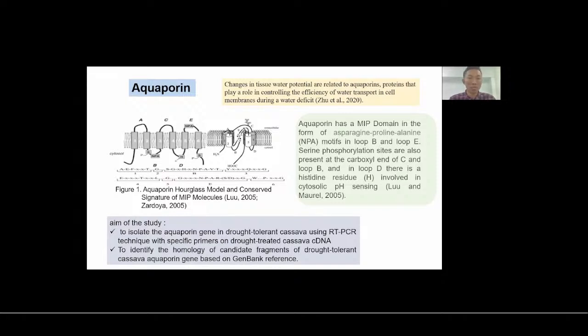The aim of the study was, first, to isolate the aquaporin gene using the reverse transcription PCR technique with specific primers from copy DNA. Second, to identify the homology of the transcribed fragment of the drought-tolerant cassava aquaporin gene based on the sequence.